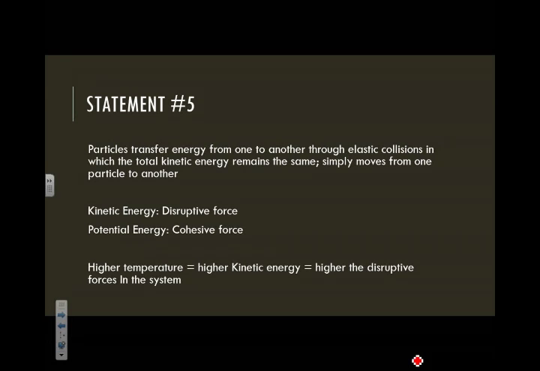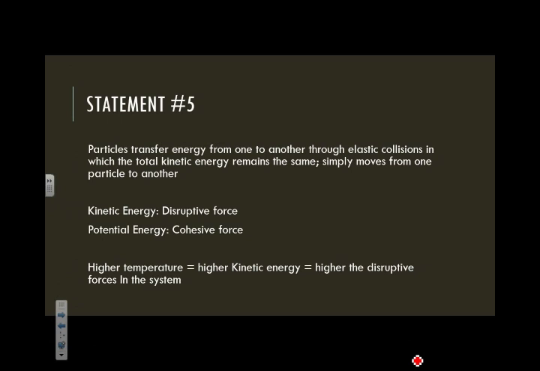So this statement is saying, hey, this particle and this other particle have different amounts of energy, but when they collide, somebody might give some energy up and somebody might lose some energy, but the total energy that they had from the beginning to the end stays the same. Kinetic energy is considered to be a disruptive force, and that kind of makes sense because we're talking about things in motion, so they're not staying still. Potential energy, on the other hand, that's what's going to potentially bring things together.